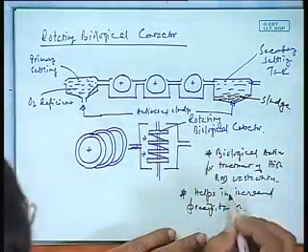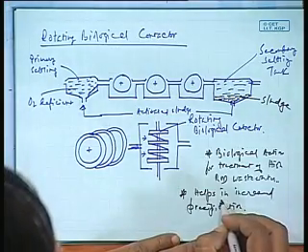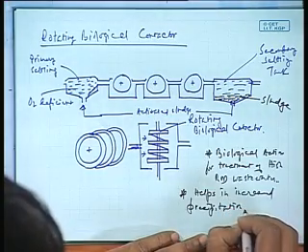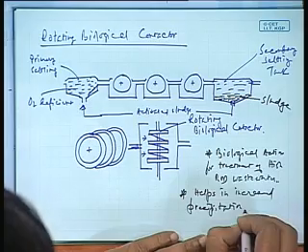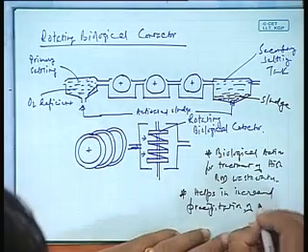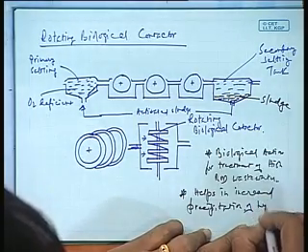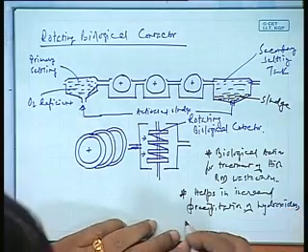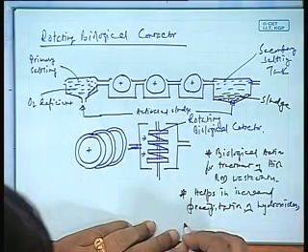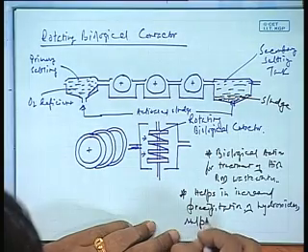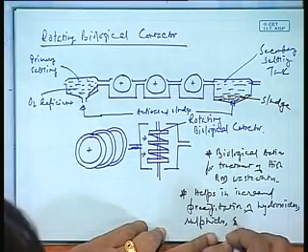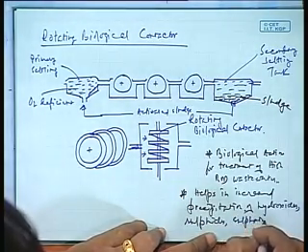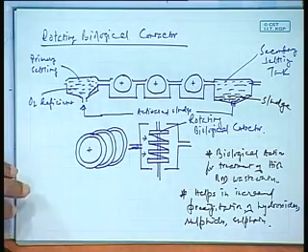There is a purpose of using this rotating biological contactor. It helps in increased precipitation, also increased precipitation of, say, hydroxides, then you can say sulfates.